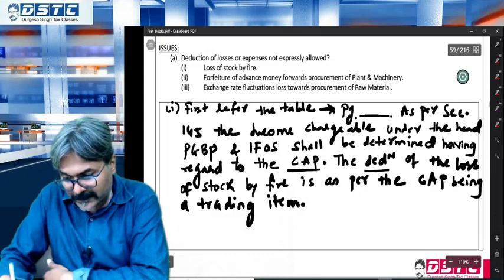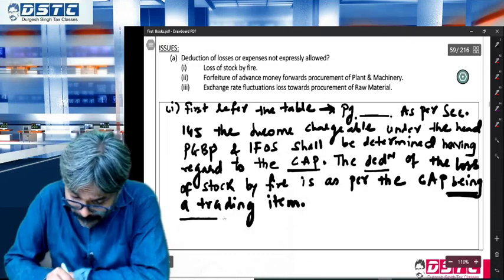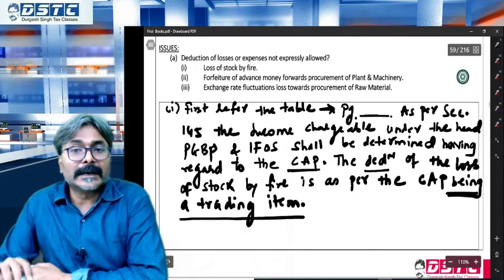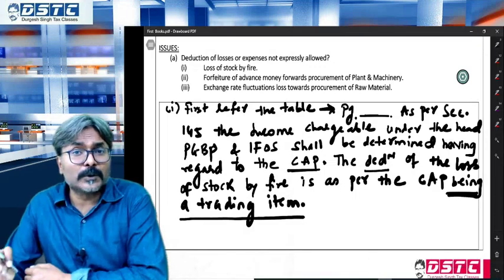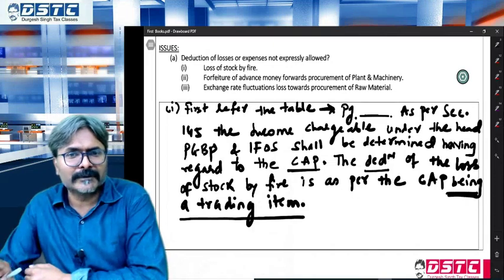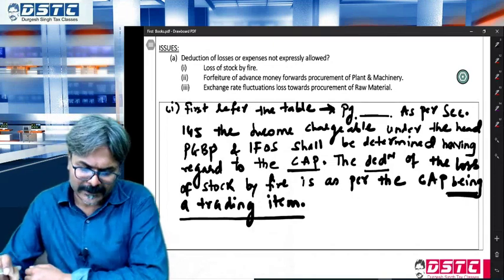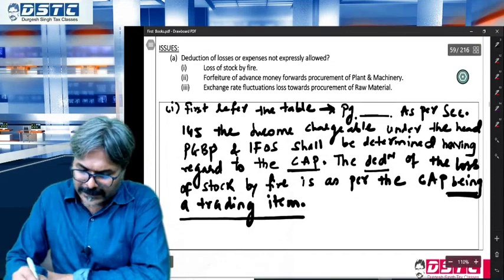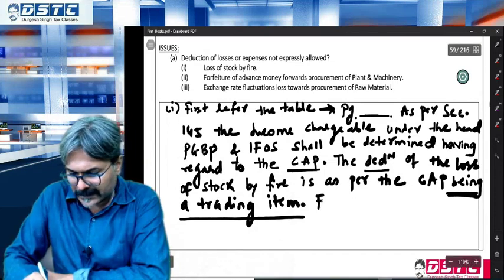So why is it as per the commercial accounting principle? You have to give the reason as well. And the reason that you are going to give is that it is a trading item. Right?